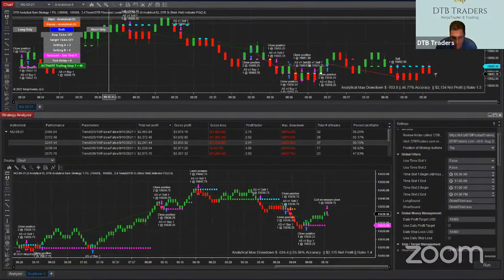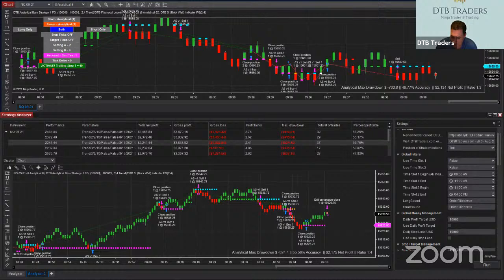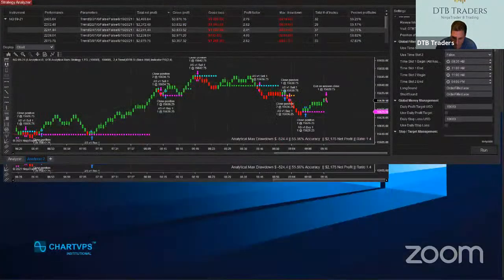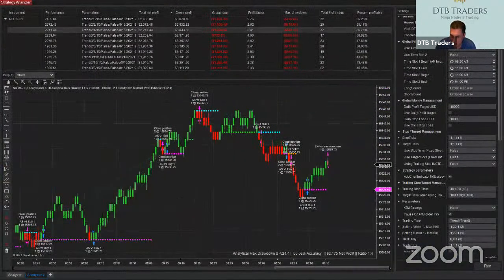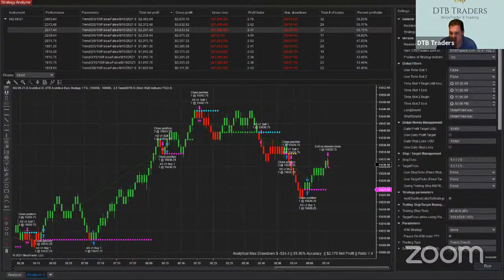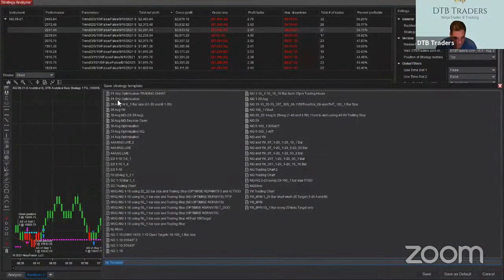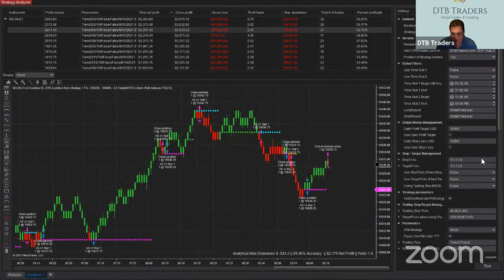All right, so as you can see, I paused the strategy. For the guys on this call who are part of the DTB group and are in the Skype chat, you've already received the templates. What I did earlier was I went to template and saved the template as 01 September optimization, and I copied and pasted them into the group.